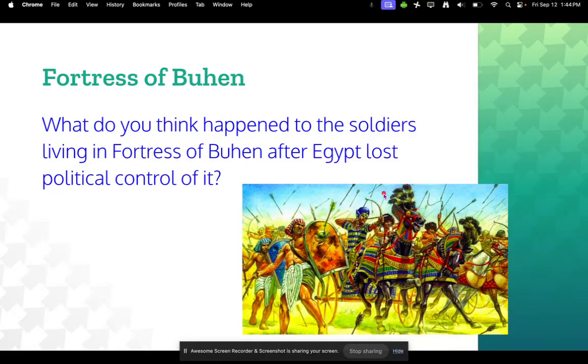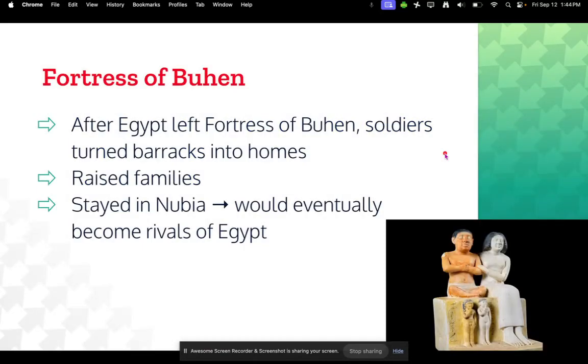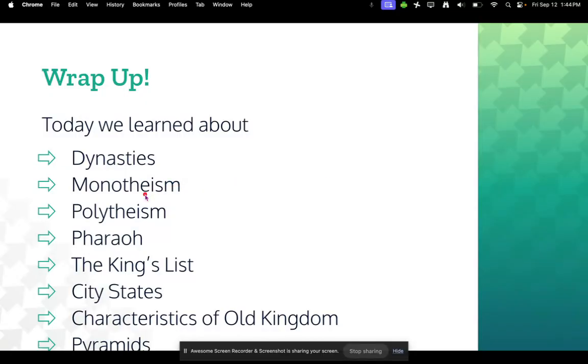So what do you think happened to the soldiers living in the Fortress of Buhin after Egypt lost political control of it? So after Egypt left Fortress of Buhin, soldiers actually turned their barracks into their normal houses. They'd get married, they'd raise their families there. Many of them actually just stayed in Nubia and would eventually become part of the Nubian society, which would become rivals of Egypt itself.